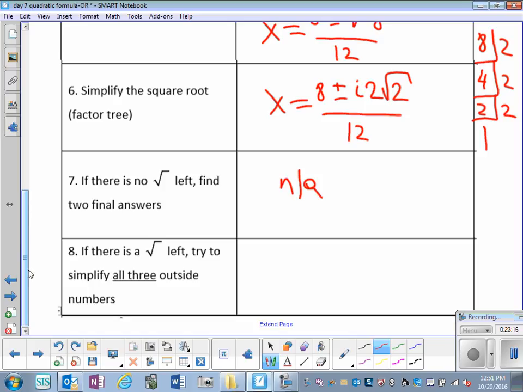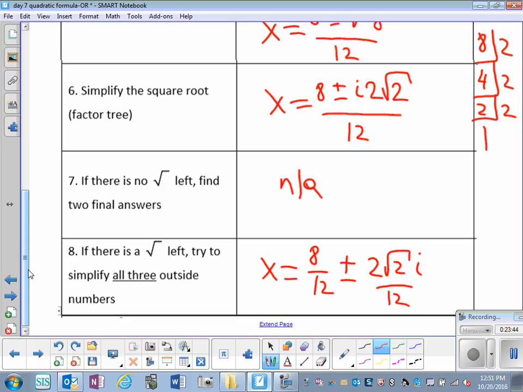So if there is square root left, try to simplify all 3 outside numbers. And also my suggestion always, if you see i, complex number, represent it in the standard form, right? Real first, imaginary part next. So like separate them, that's what I'm trying to say. So x equals 8 over 12, and then plus minus 2 square root of 2i over 12.